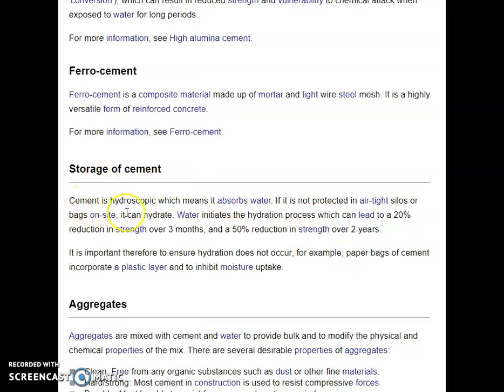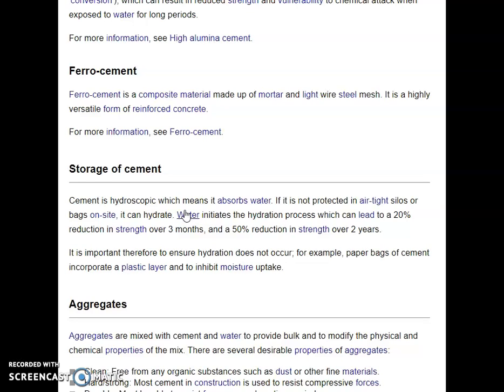Storage of cement. Cement. It's very important that you keep it away from water and moisture. While storing, you don't usually keep it directly on the floor. You keep some wooden beams or bricks and see that the bags are not directly in contact with the floor.